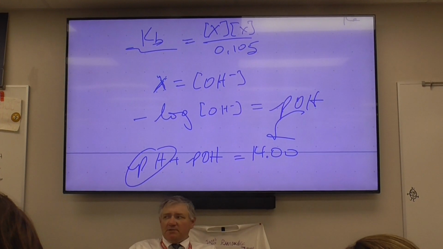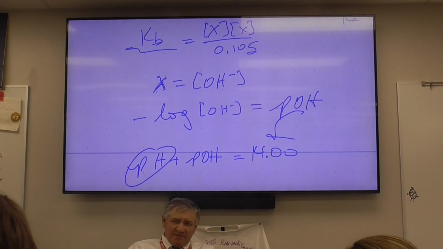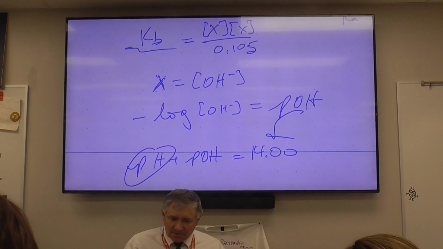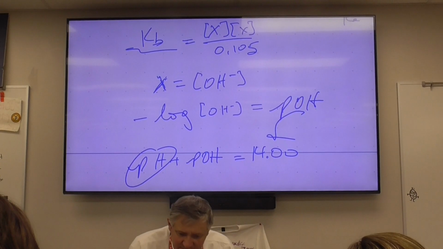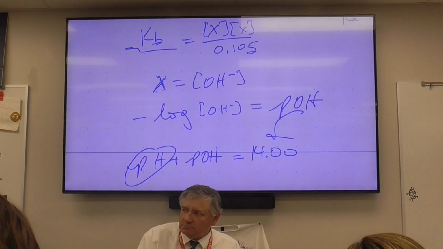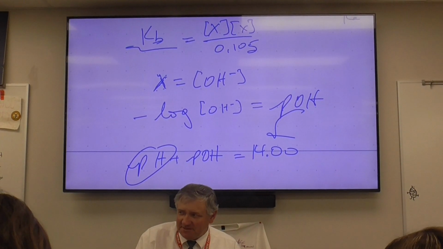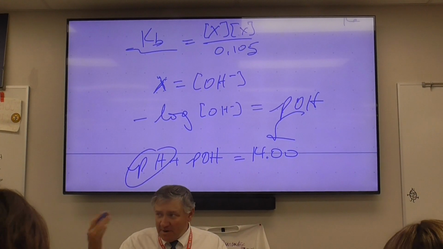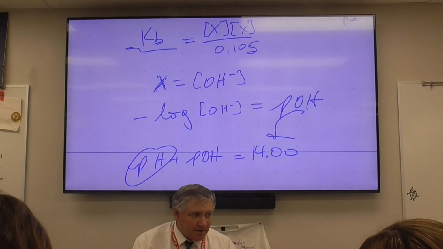Now, this is going to be a basic solution. So when you get done, should your pH be above 7 or below 7? Above 7. So your pH on number 80 should be around 8. Okay? Like that? Okay? So that's about as complicated as they get, is that whole step right there.